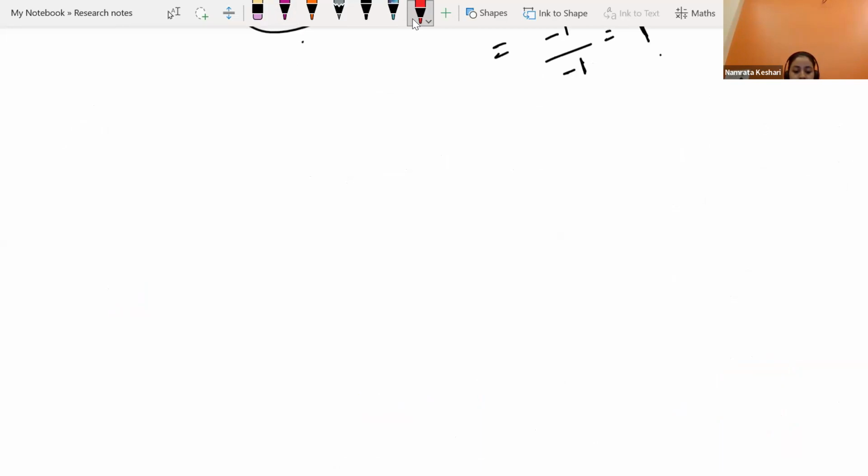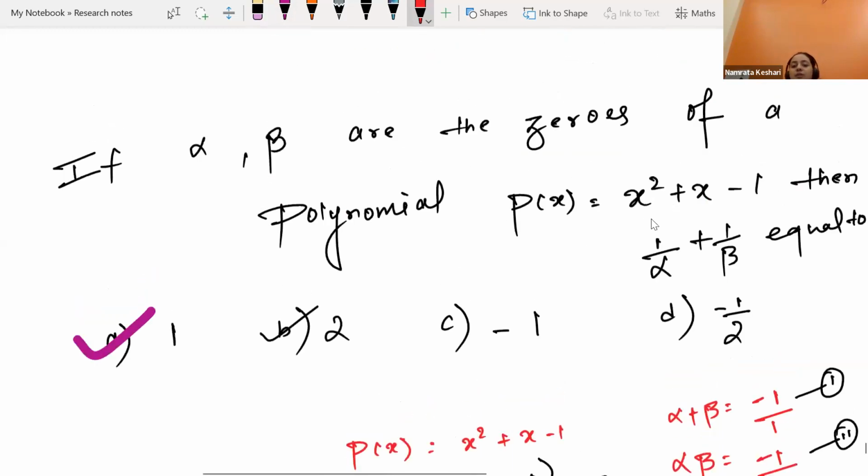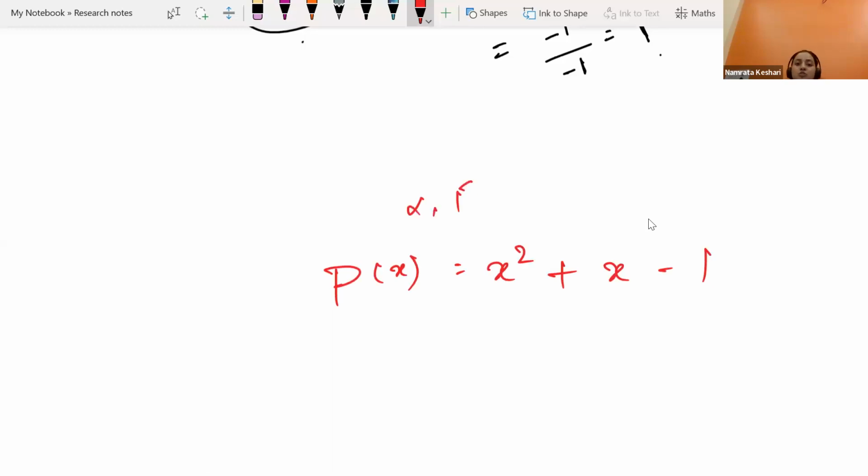Can you explain the last part again? Yeah. See, alpha, beta are the zeros of the given polynomial. The given polynomial p(x) is x square plus x minus 1, and this polynomial's zeros are alpha, beta written in the question. So we know the sum of the zeros formula. We know the product of the zeros formula.